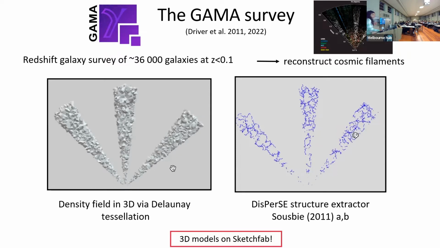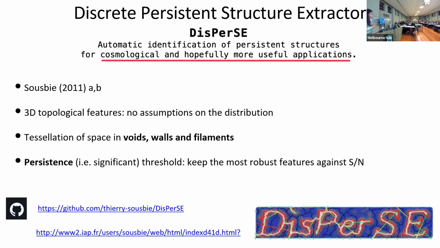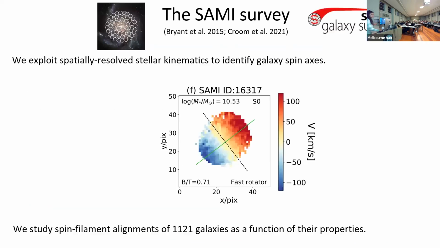So just quickly on DisPerSE. It has been used a lot now, more than 10 years. And astronomers love to use DisPerSE because it doesn't make any assumption about the distribution of galaxies. And this is something we usually like. It also allows us to put cuts on signal to noise so that we can extract the most robust features, and that's something we also liked. It's on GitHub, and it also has its own website.